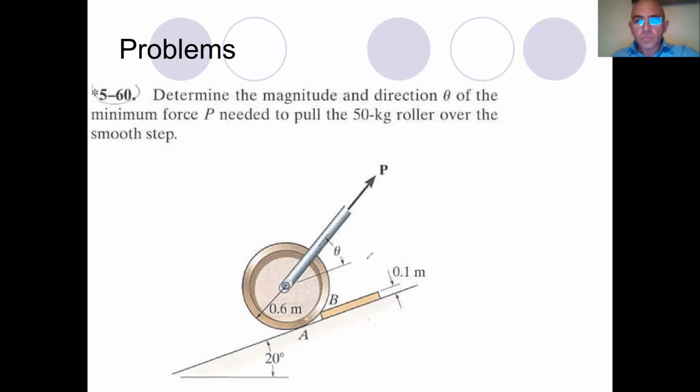Okay, so our problem is 560. Let's read the question first. Determine the magnitude and the direction theta of the minimum force P needed to pull the 50-kilogram roller over the smooth step. Now we have a force P acting on the structure, and certainly we have some forces.